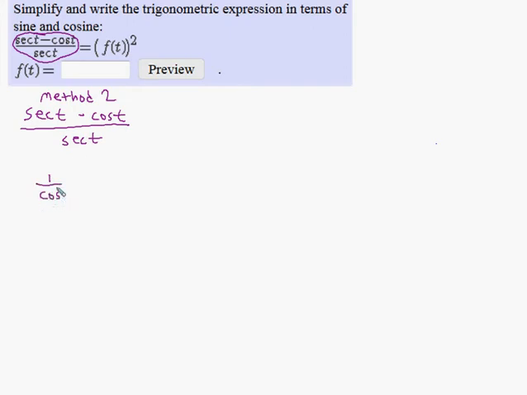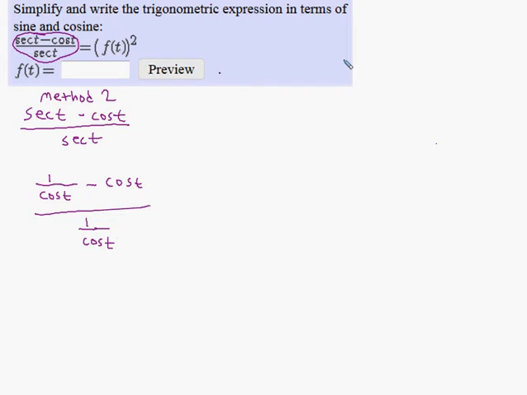And by the way, the reason this says method 2 is I just recently made a video showing how to do this problem in a different way, and I wanted to show off the different aspects of algebra. So this is just a way of doing the problem where you take secant and swap it out for cosines, using the identity that secant is the reciprocal of cosine. So secant is 1 over cosine t.